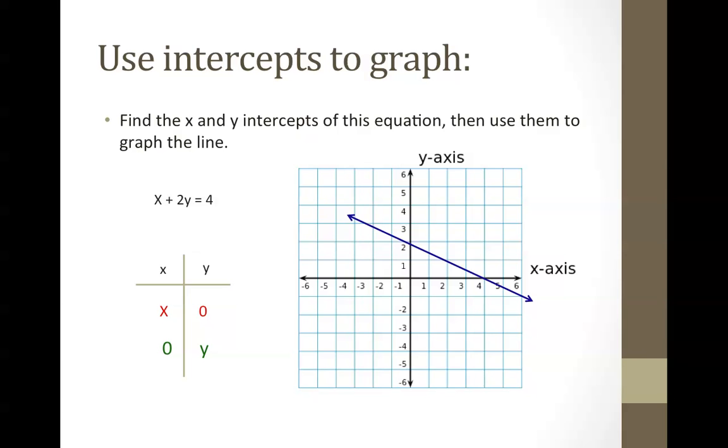When I plug in a 0 for y, I get that x has to be 4, so there's my x-intercept at 4, and you can see that here. When I plug in a 0 for x, I find that y has to be 2, so (0, 2) is my y-intercept, and you can see that point here. The line that goes through those 2 points is the graph of the equation x plus 2y equals 4. It's a simple and quick way to graph that equation.